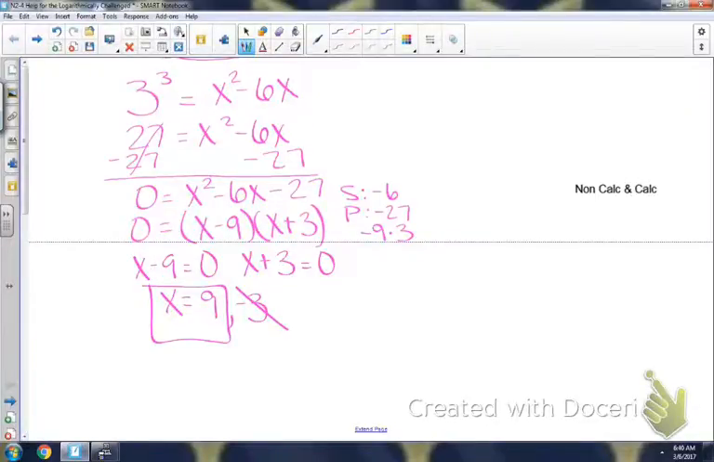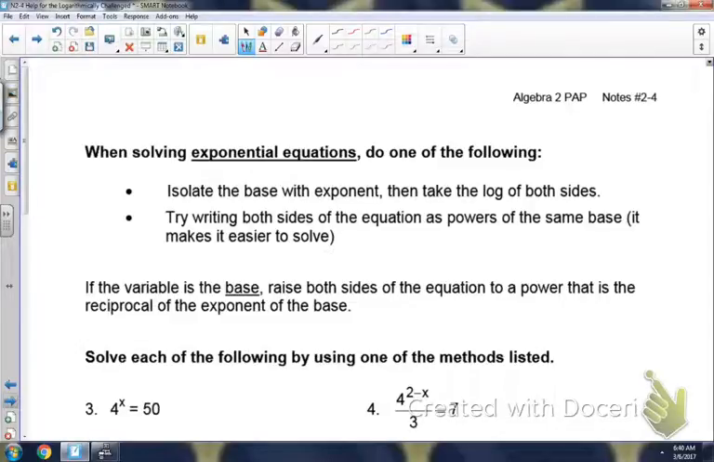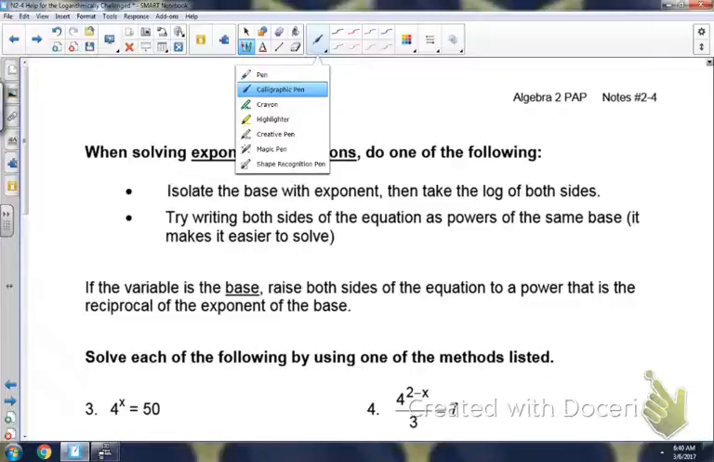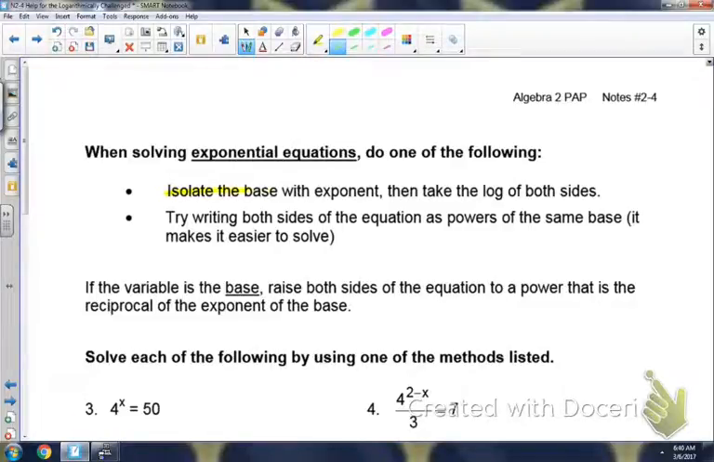Okay, so let's look at the back. Now we're going to look at some exponential equations. On exponential equations, you're wanting to isolate the base with the exponent, then take the log of both sides. Now, something that we haven't looked at, if you have x's on both sides and you have a base on both sides, try writing both sides of the equation as the powers of the same base. It makes it easier to solve, and we'll look at that in just a second.